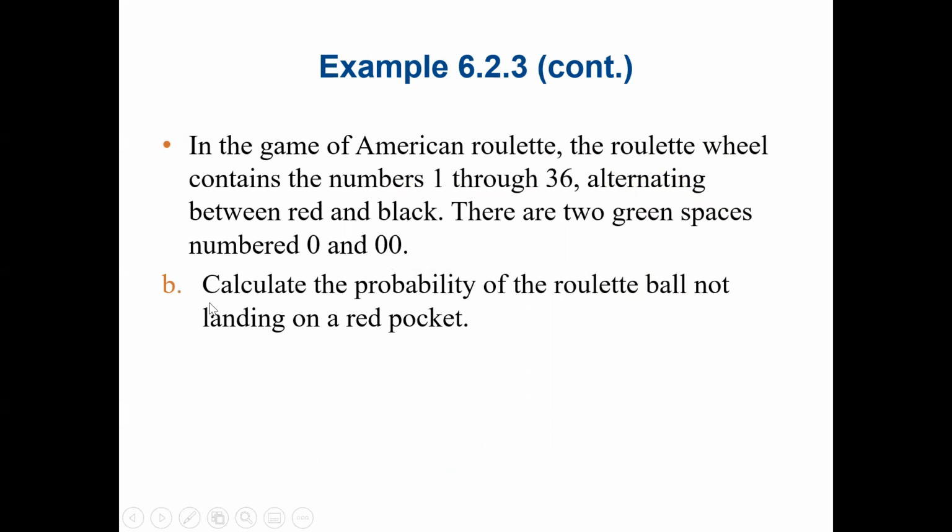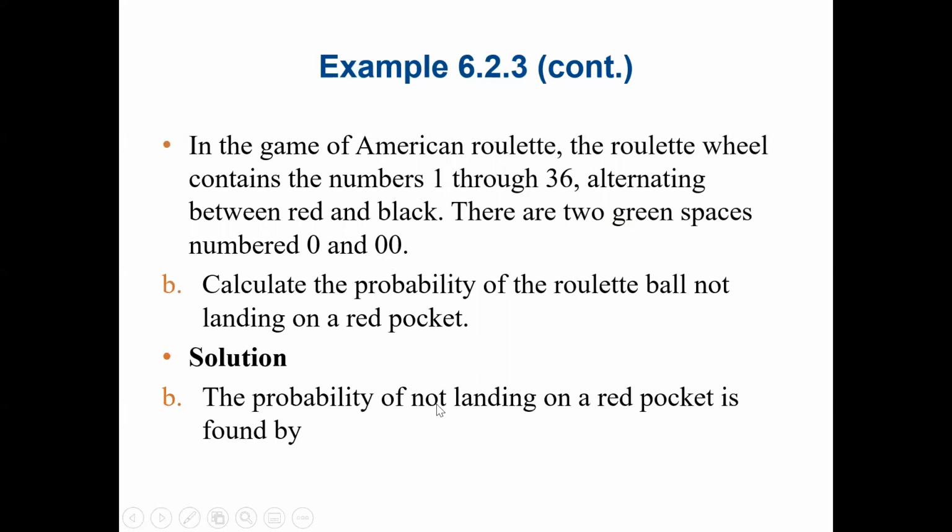Now, part B says to calculate the probability of the roulette ball not landing on the red pocket. In this case, using the same concept, the probability of not landing on the red pocket is found by 1 minus 18 over 38. Since I know the probability of landing on red, I'm going to subtract it from 1 and I will get not red. So it's the complement.